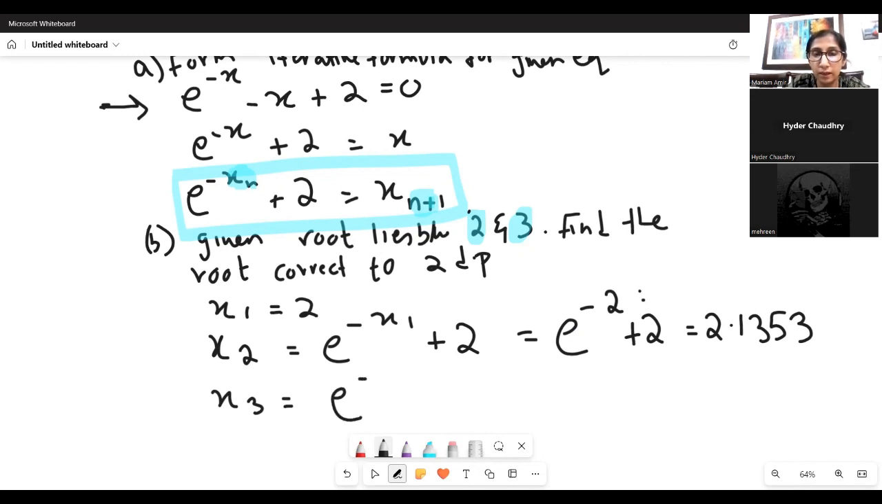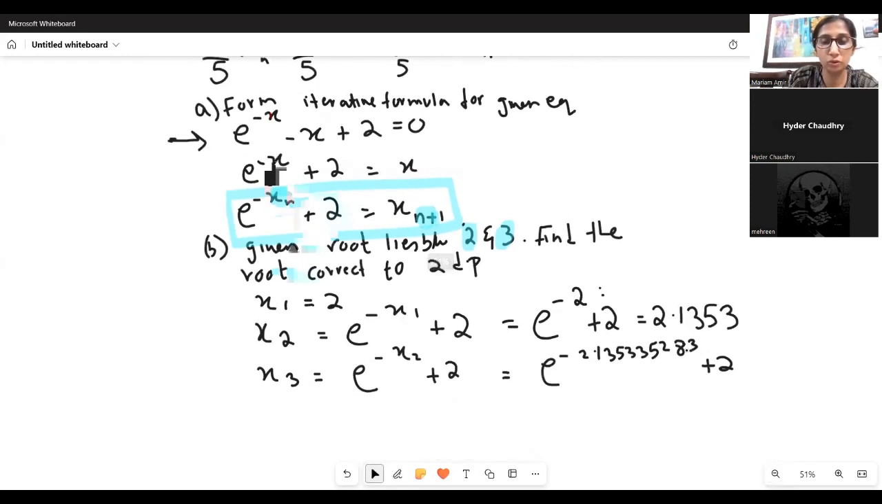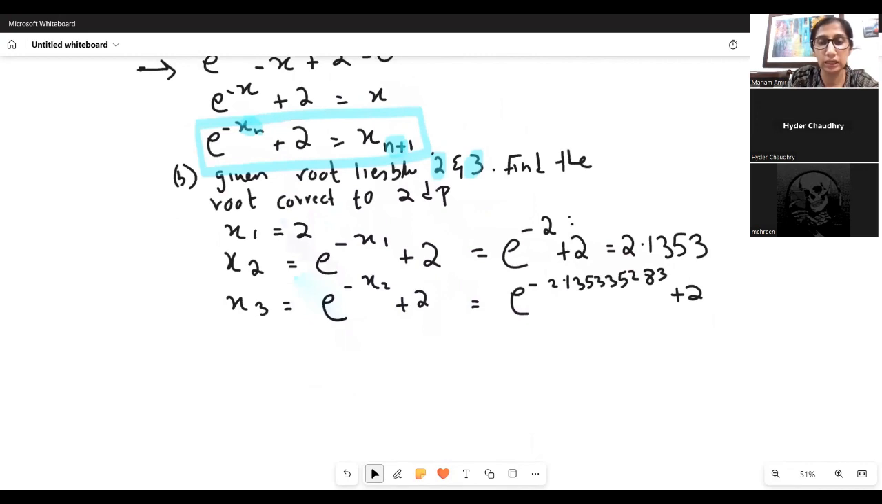Now the power will become x2. And we know what the power is. The power is now e power minus 2.1353. अब ये तो बहुत लंबा तरीका. If we have to continuously type the new answer as the power in the next step. So you don't do this. What you do is you feed this to the answer key.